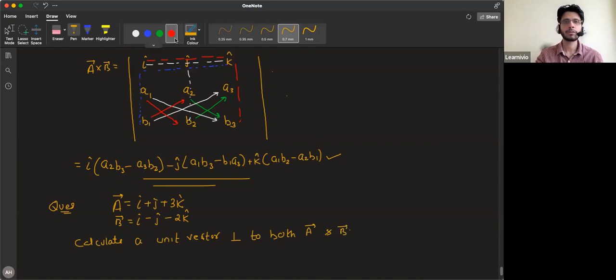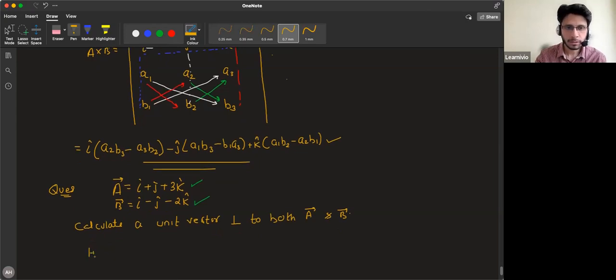So this is vector A and this is vector B. You need a unit vector which is perpendicular to both vector A as well as vector B. So to calculate this unit vector, I am giving you a hint. The first step in the hint is calculate A cross B. First, calculate A cross B.